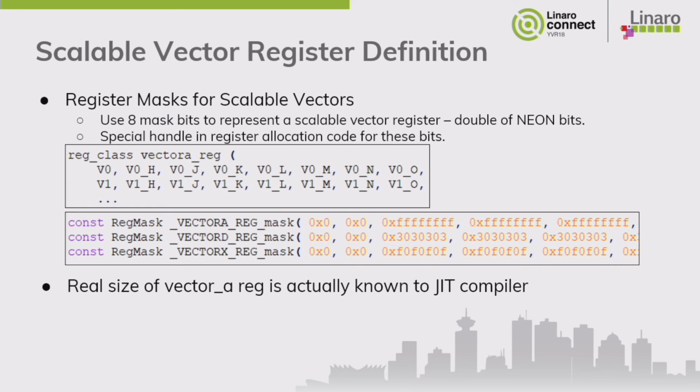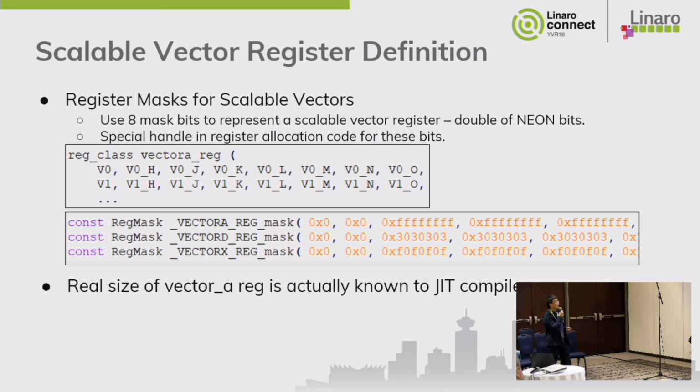So how do we define the vector registers? Currently we use an 8-bit mask to represent a scalable vector register, which is double the NEON bits. Since these bits are not real, the real 256 bits, they are actually SVE registers. We need to do some special handling in the register allocator for these bits. This is how we define the registers in the OpenJDK architecture description file.